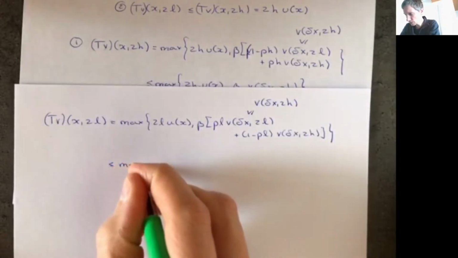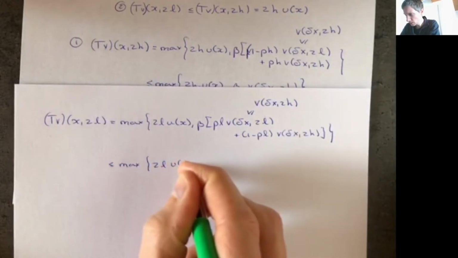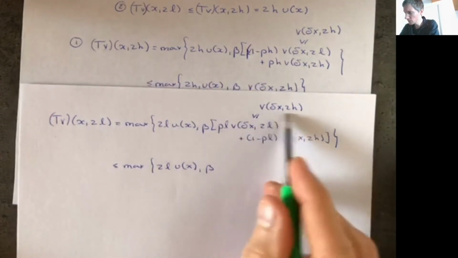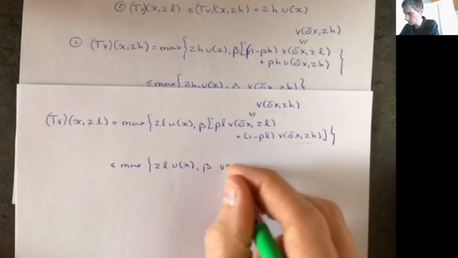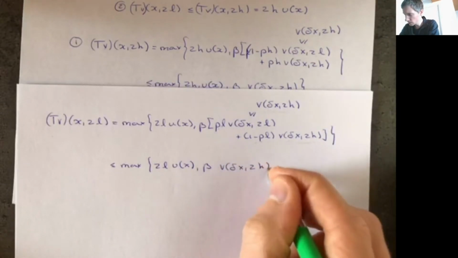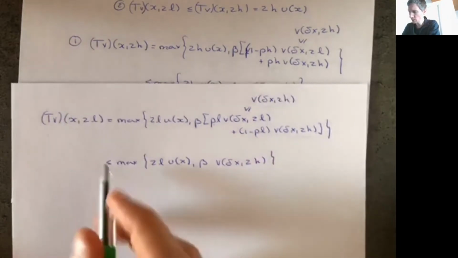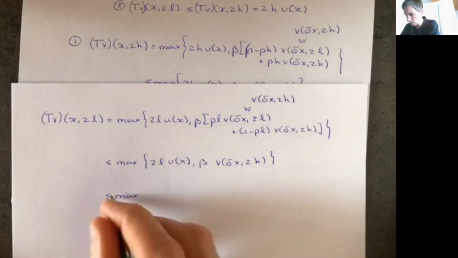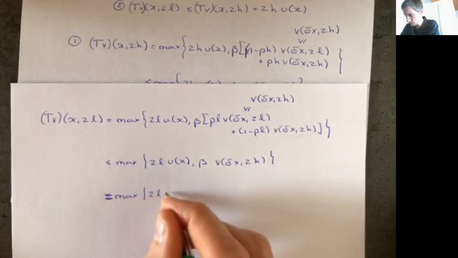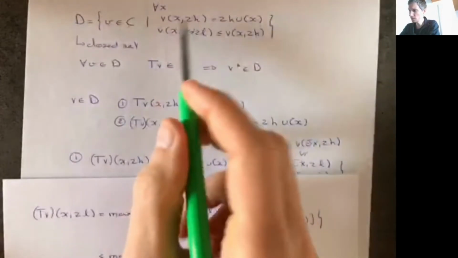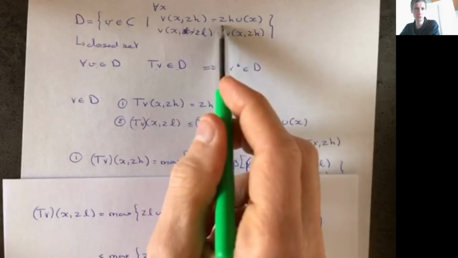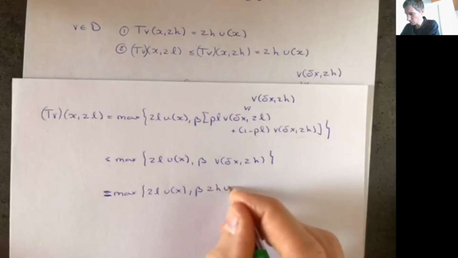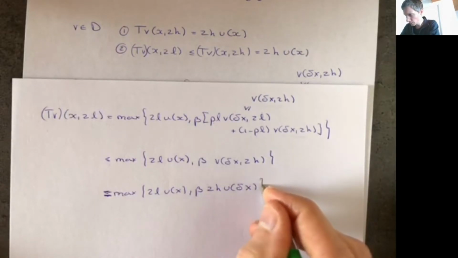So this is less or equal to the maximum of zl u of x, and then beta, these two, this is common, right? So this is v delta x zh, and you know that this is equal to max zl u of x, because v x zh for every x is equal to zh u of x. So the second argument will be equal to beta zh u of delta x.